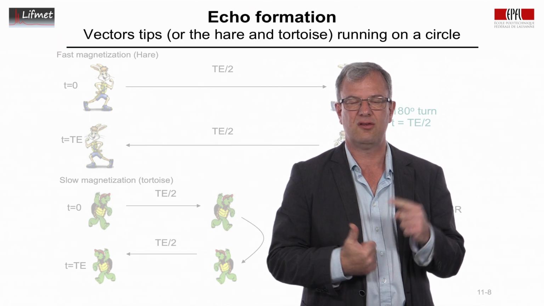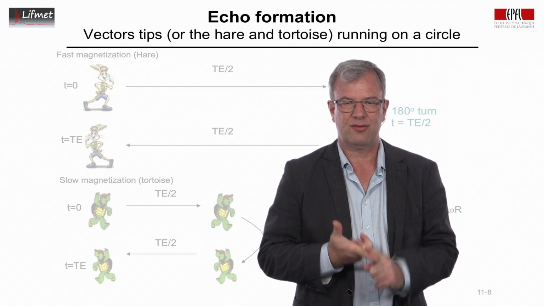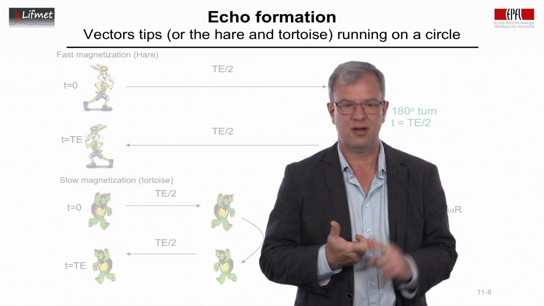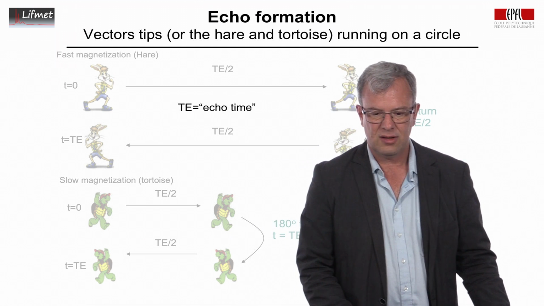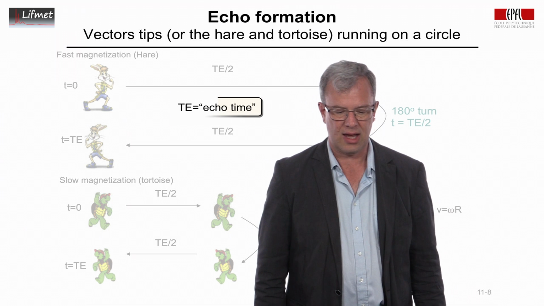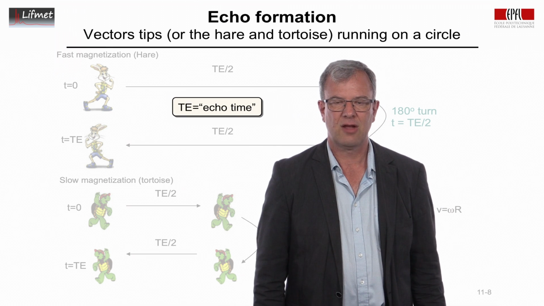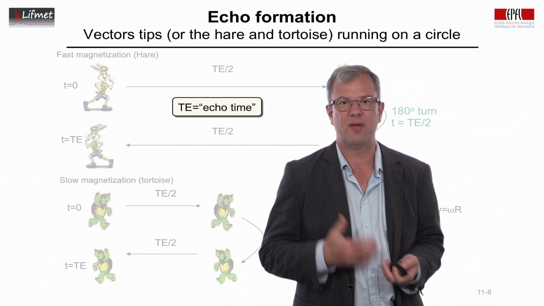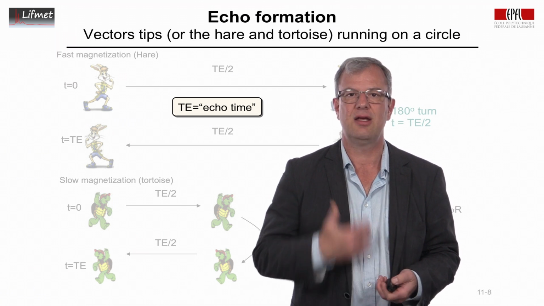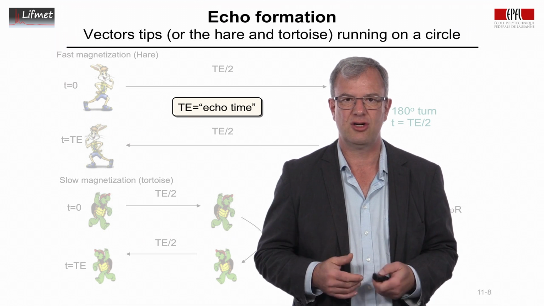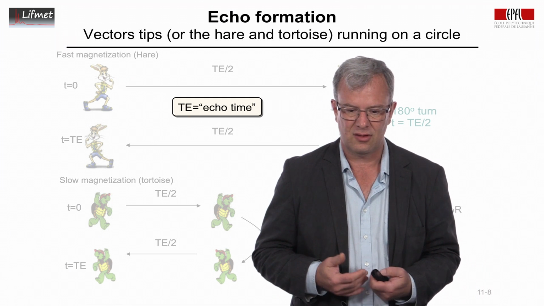The only thing that we've imposed is they're always running at the same speed, and after half of the time they reverse the direction. That's the influence of the gradient. And so the time te is also called the echo time, and that's what we will refer to very often from now on. So I hope this is now a bit clearer how echo formation is done under the influence of a switched gradient, where we change the polarity. With the polarity of the gradient, we change the direction in which the magnetization vector at a given position is precessing.